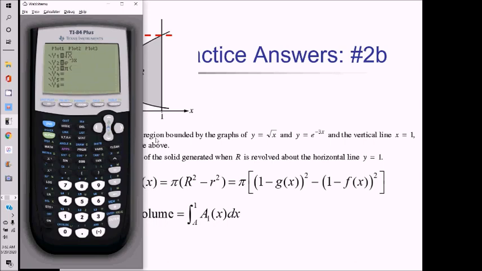So this is the parentheses, this is the brackets that I'm opening right now. And in there, I need a parentheses for basically big R squared. So that's going to be 1 minus the g function, which is alpha trace y2 on my calculator. So close that, square it. Now I have to subtract, open another parentheses, 1 minus the f function, so 1 minus alpha trace y1, close that and square it. And then let me close the brackets here.